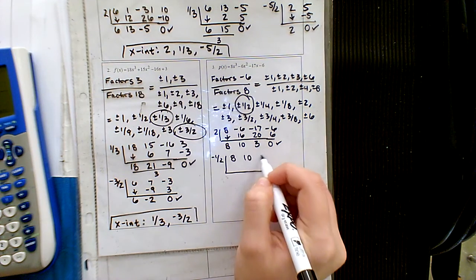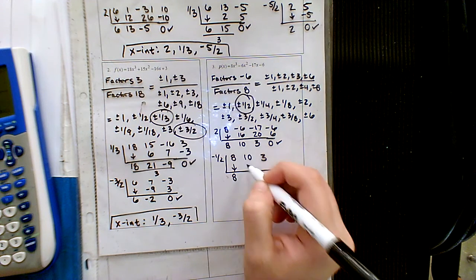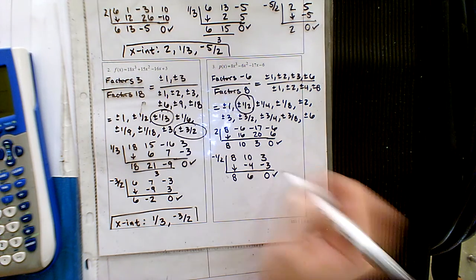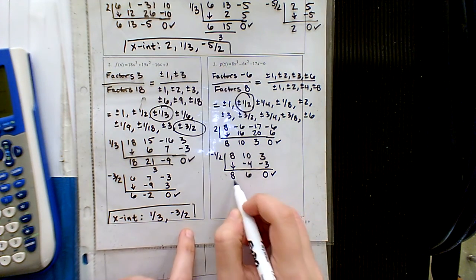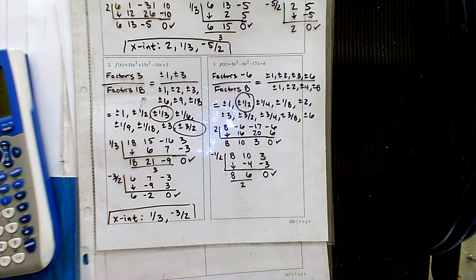We can use 8, 10, and 3. All right, I got remainder of 0. You really should divide these quotient numbers by 2. If you forget to do that, it will still work out, but you really should divide them by 2.